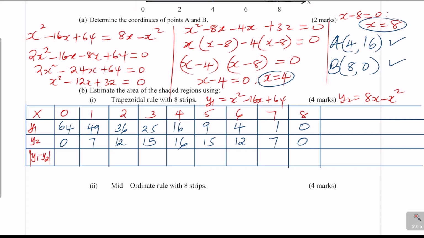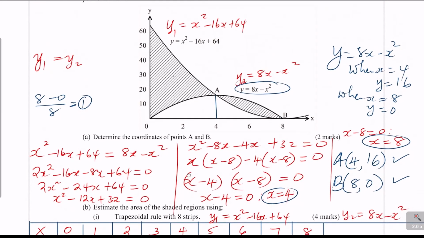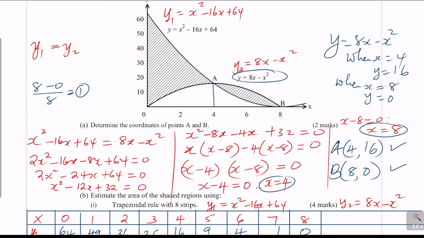So now after filling those values of y, we subtract, we get the difference, y1 minus y2. And the reason why we are subtracting is for us to get the shaded area. We said we are going to do it in parts. Let this shaded area be part P, and the other shaded area be Q. So to get the area of the shaded part P, you're going to use the interval from 0 to 4: the area under the curve y1, subtract the area under the curve y2 between 0 and 4.